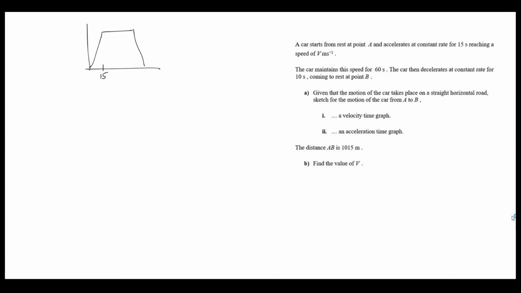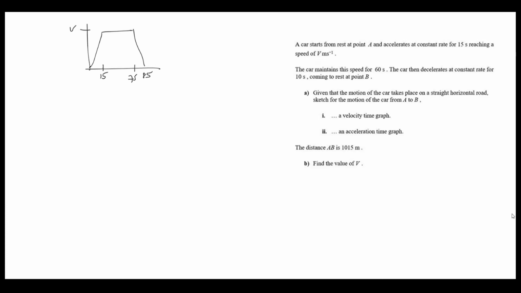We know that the acceleration happened for 15 seconds, and then we maintained a steady velocity, a constant rate, for 60 seconds. So that will take us up to 75 seconds. And in the last 10 seconds, we were decelerating. So here's all the values I would want on my velocity time graph, including the unknown velocity that we maintained for the 60-second period.